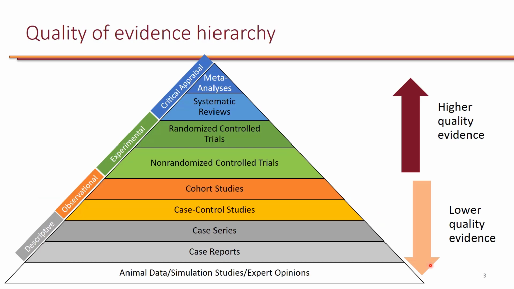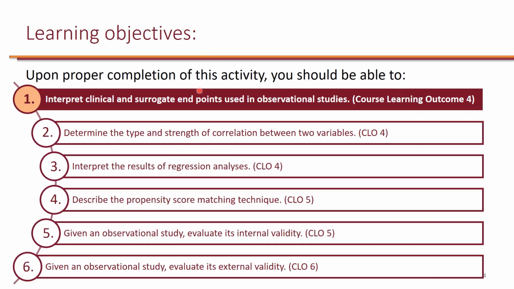When looking at the quality of evidence hierarchy, note that cohort studies and case control studies are lower quality compared to non-randomized control trials and randomized control trials. So observational studies in general have lower quality of evidence than experimental studies, which have lower than critically appraised studies such as meta-analysis and systematic reviews.